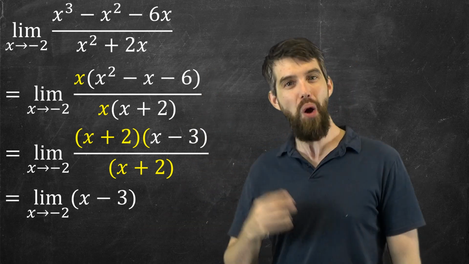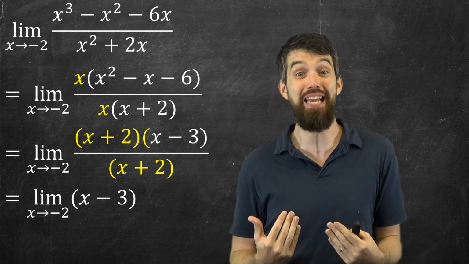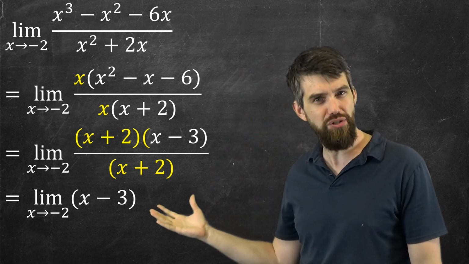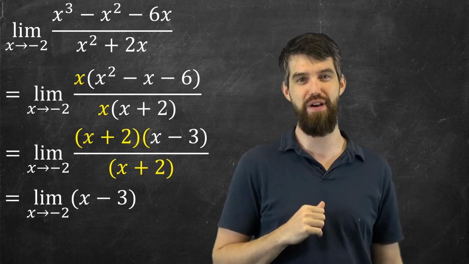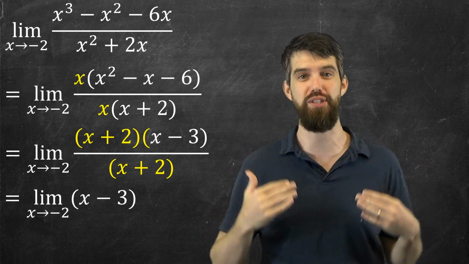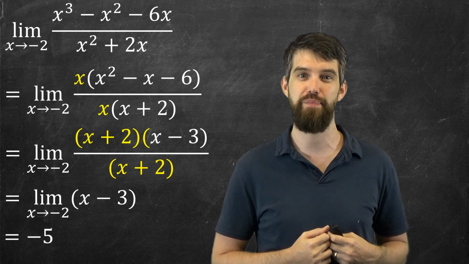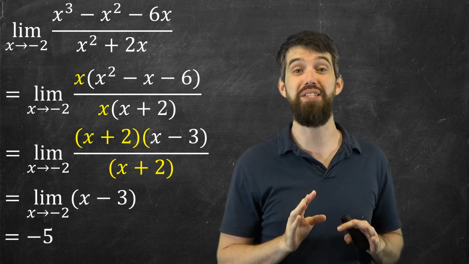Now, all the way along here, I never plugged in x equal to -2 because it would give me a 0 over 0, but now I've canceled enough that I can plug in the value of -2. There is no longer a 0 divided by 0 scenario, and so I can just plug it in and get -5.